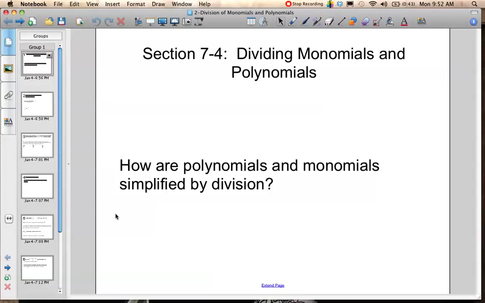Our next section is dividing monomials and polynomials. Polynomials, more than one term. So things like 2x squared minus 5x plus 8 is an example of a polynomial. It's really just a bunch of monomials connected with addition or subtraction. So we want to simplify these. We want to divide. Yesterday we multiplied, today we divide.